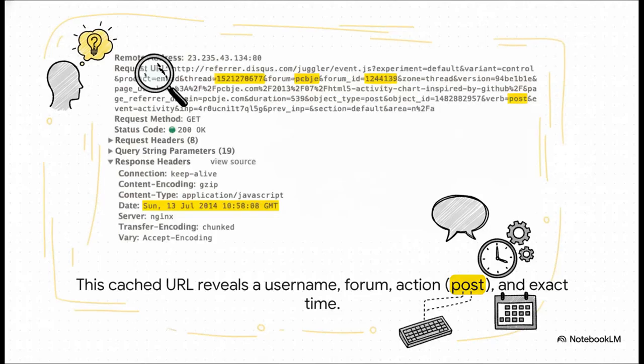And this right here is the aha moment for an investigator. It might just look like a totally random URL found in a browser's cache, a bunch of garbled text. But look closer, because information is encoded right there in the URL. It reveals a username, the exact forum they were on, the specific action they took, in this case a post, and the exact time it happened. It's a perfect digital fingerprint of an action, all hidden in one line of text.